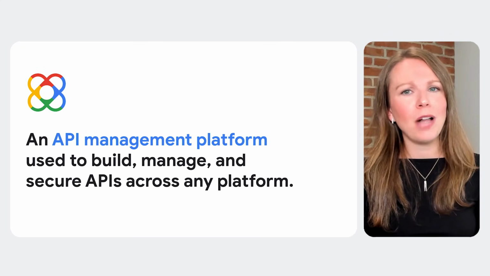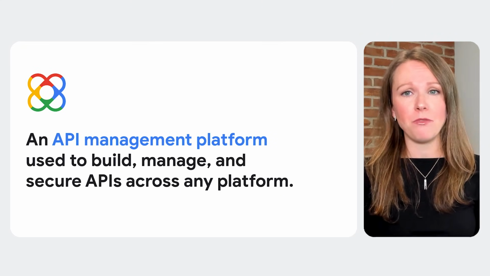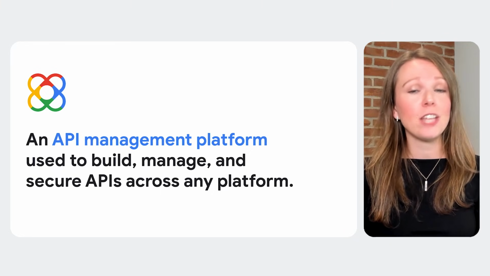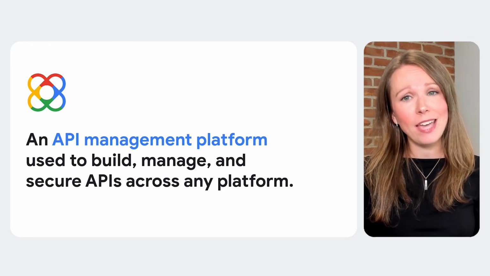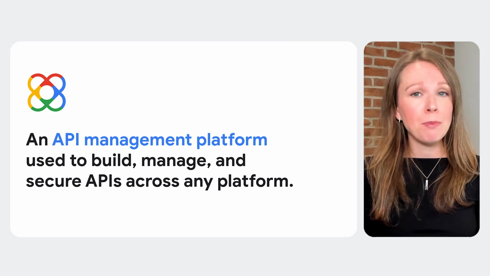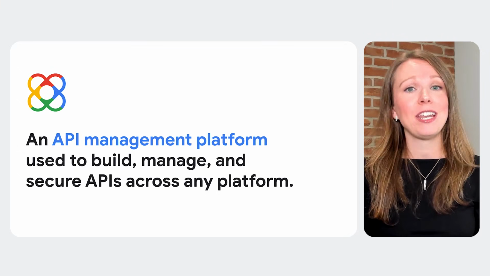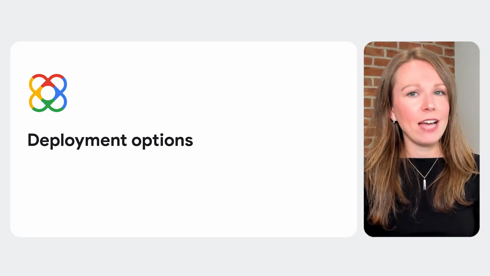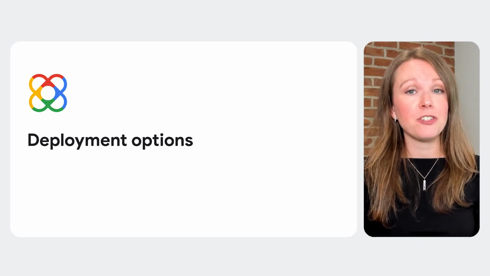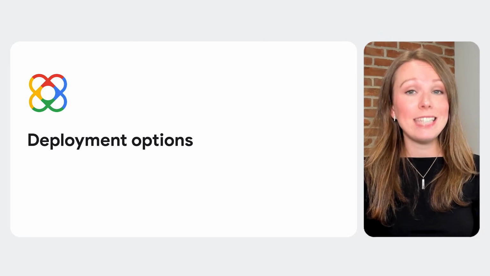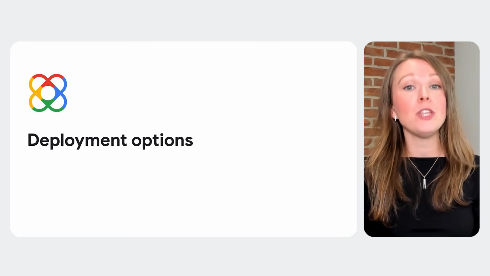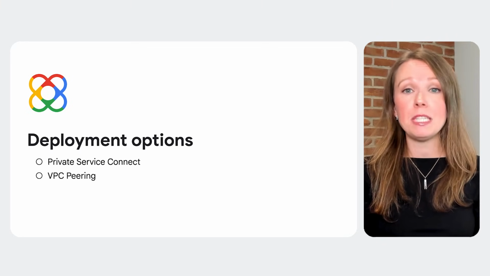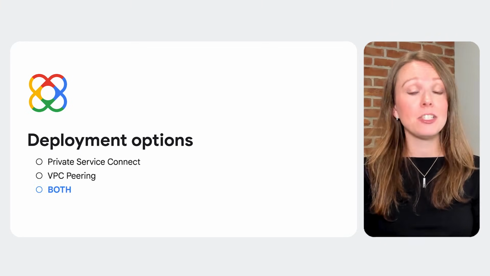First, let's quickly review what is Apigee and why is it a helpful product. Apigee is Google Cloud's native API management platform that can be used to build, manage, and secure APIs for any use case. Apigee offers high-performance API proxies to create a consistent and reliable interface for your backend services. Apigee X is a Google Cloud infrastructure managed service. It is deployed in a dedicated Google-managed VPC, and you can use Private Service Connect, VPC Peering, or both to connect it to your network.